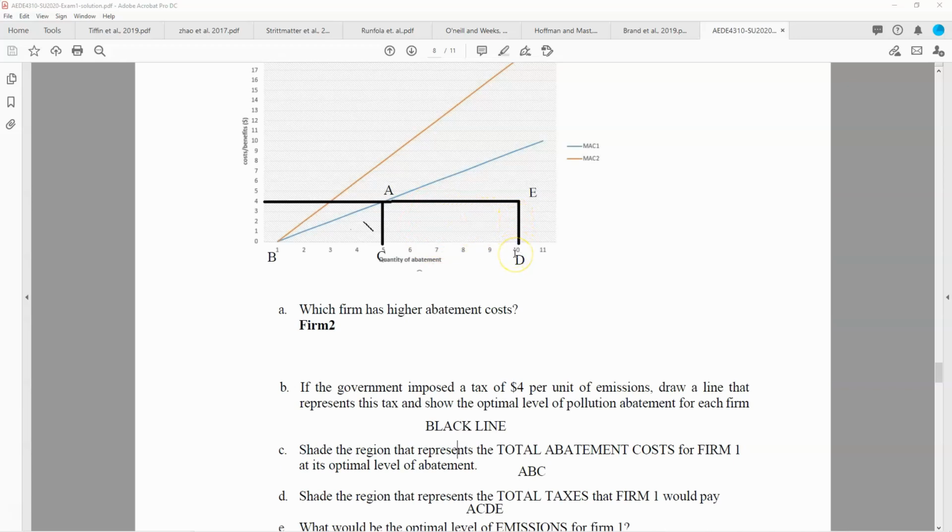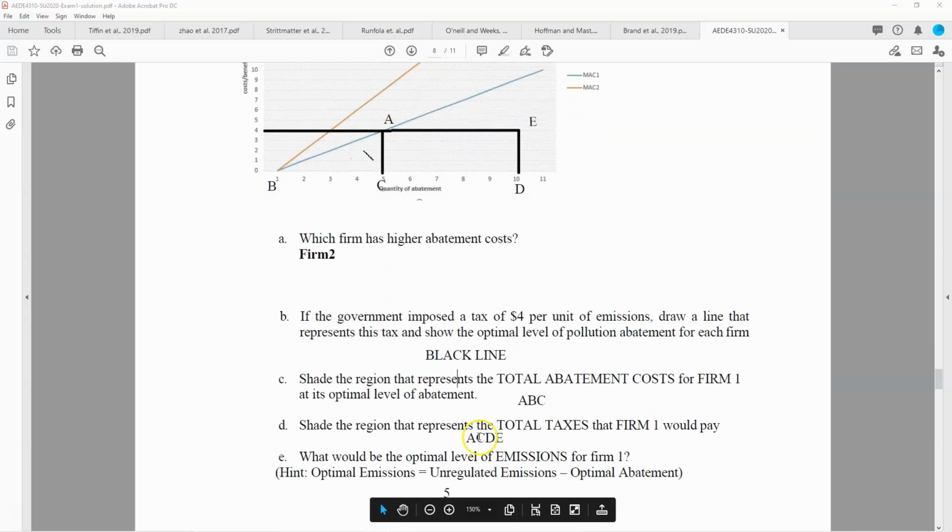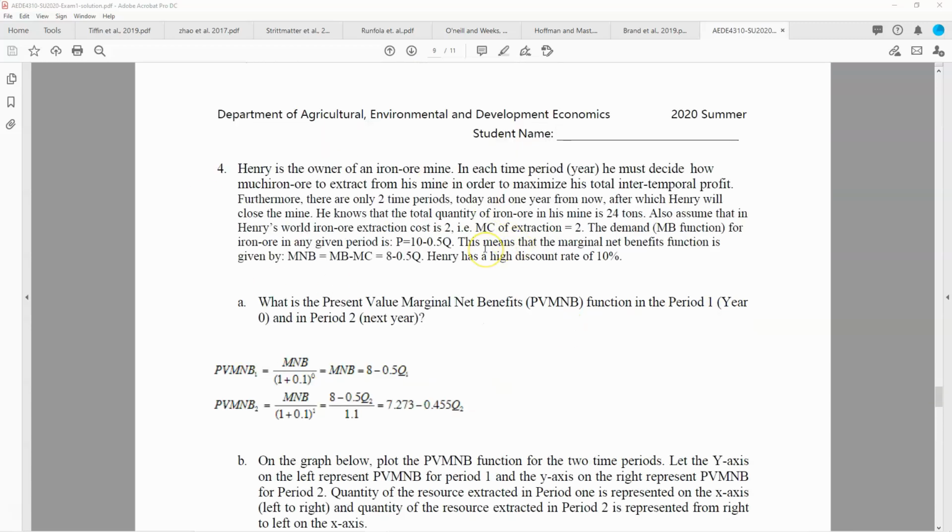So we already know the total emissions for each firm is 10 units, and for firm 1, it has to abate 5 units. So that means there are 5 units left, and for those 5 units, it has to pay the tax. So ABC represents the total abatement cost, and ACDE represents the total tax that firm 1 has to pay. The last question, what would be the optimal level of emissions for firm 1? As we already know, the total abatement for firm 1 should be equal to 5, and the unregulated emissions for firm 1 are equal to 10 units. Then the optimal emission is equal to the difference between unregulated emissions and optimal abatement, which should also be equal to 5. Question 4 is a dynamic question.